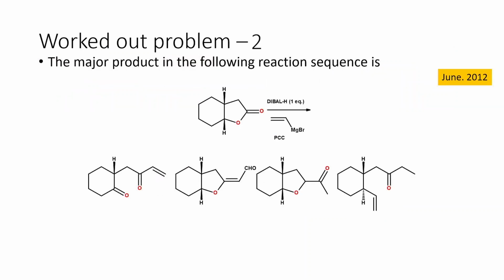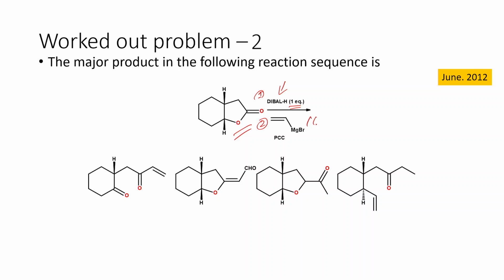Here, the major product formed in the following reaction sequence: there is a lactone that is given here. This lactone is now treated with diisobutylaluminum hydride, that is DIBAL-H, with one equivalent of the reducing agent used. This is step number 1, and in step number 2 we are treating that compound with vinyl magnesium bromide.